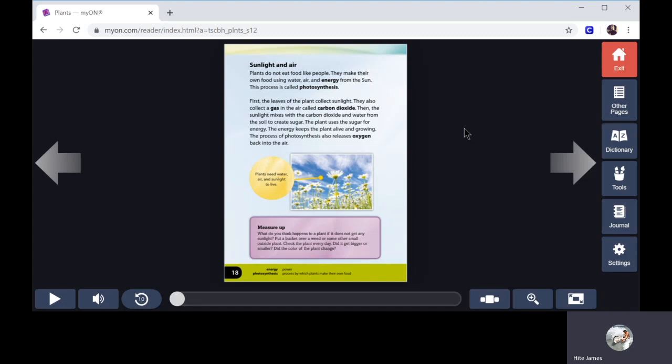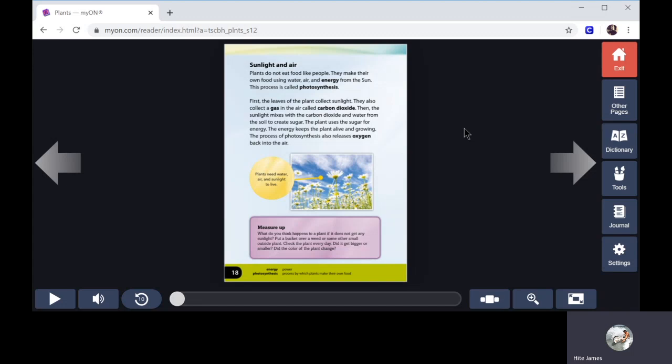The plant uses the sugar for energy. Energy keeps the plant alive and growing. The process of photosynthesis also releases oxygen back in the air. Plants need water, air, and sunlight to live. This is actually a cool little thing. Measure up. We'll read there at the bottom.